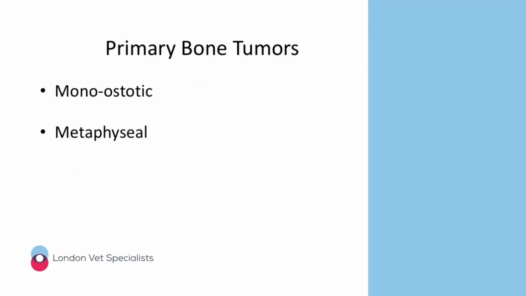We'll start with what's most common, and certainly the most common reason for diagnosing a monoostotic aggressive bone lesion in the UK would be a primary bone tumor. A primary bone tumor, like an osteosarcoma, almost always has a metaphyseal predilection, so you're going to find them affecting the areas of the metaphysis of the bone.